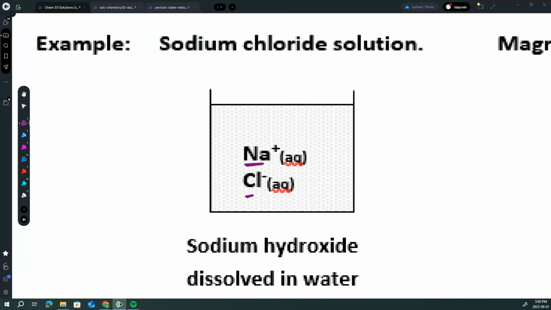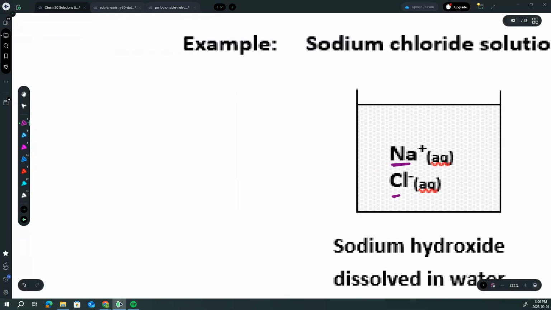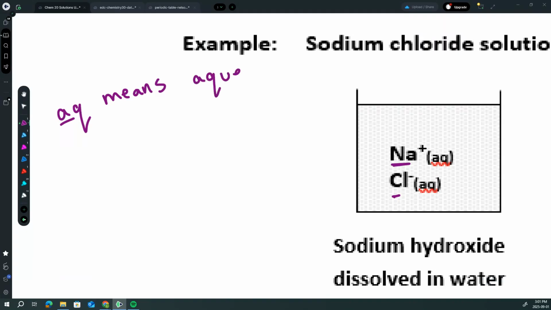So aqueous, just as a quick reminder, AQ means aqueous. And all that means is that it's dissolved in water.